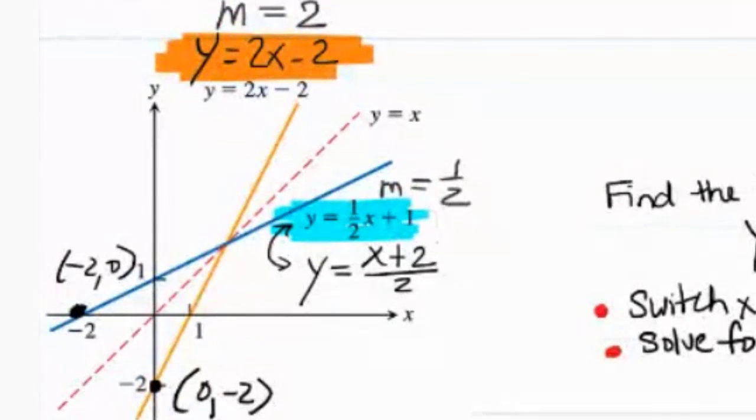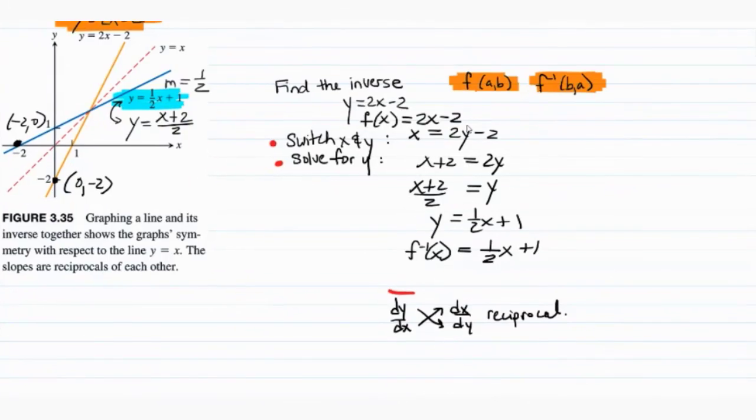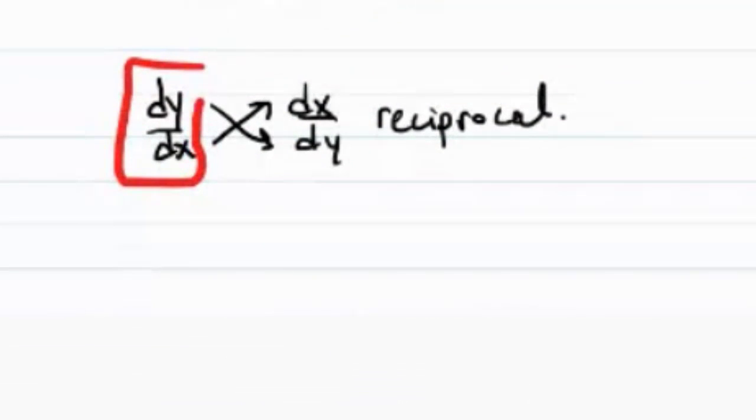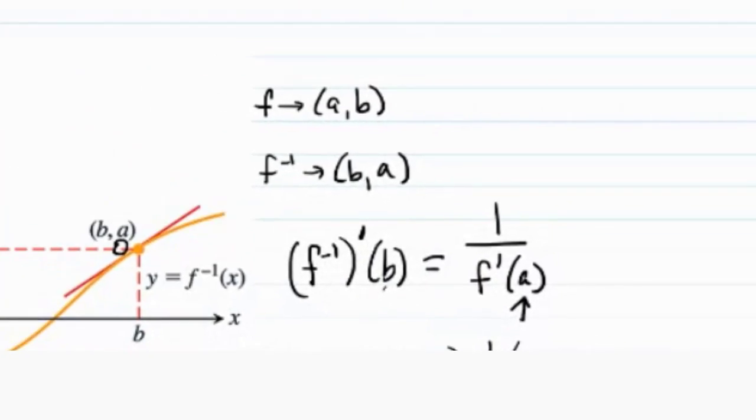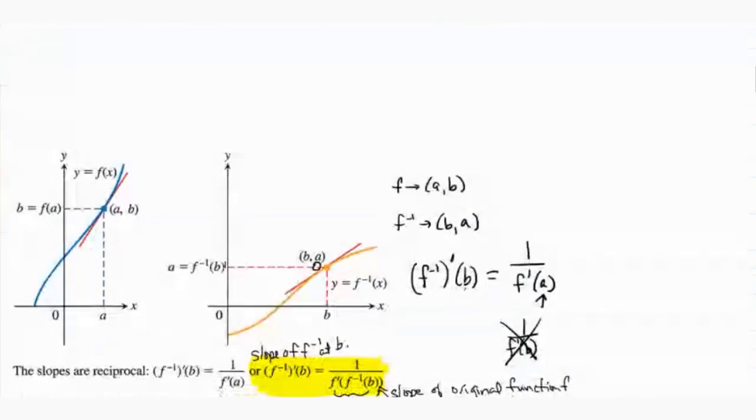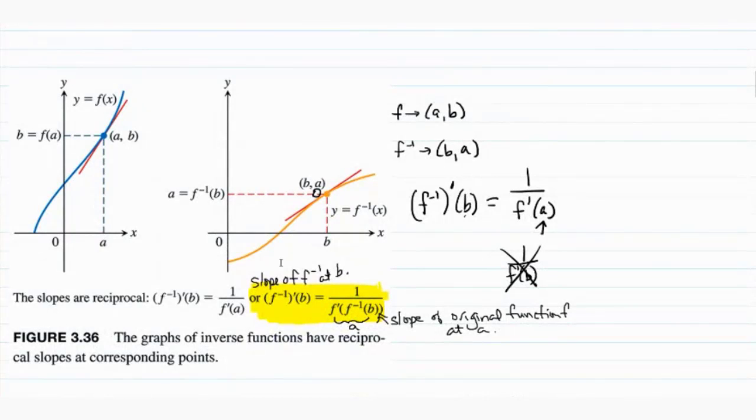Derivatives are a ratio, the change in y over the change in x. They're a fraction, right? If the slope of the original function is dy over dx, and then we switch all the x's and y's, what happens? We flip, or get the reciprocal of, the fraction. In general, it's actually true that if you flip the derivative of the original function, you get the derivative of the inverse function. But it of course gets a little more complicated when you have a function that's not just a straight line. So let's consider the general case.